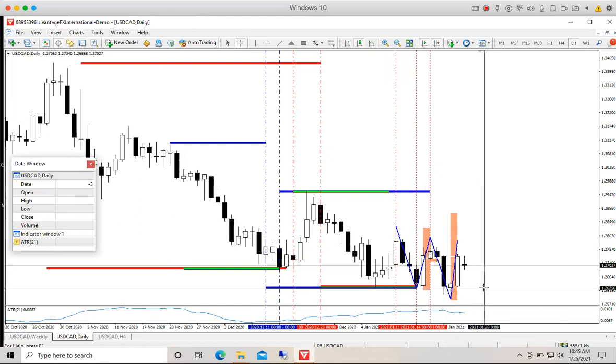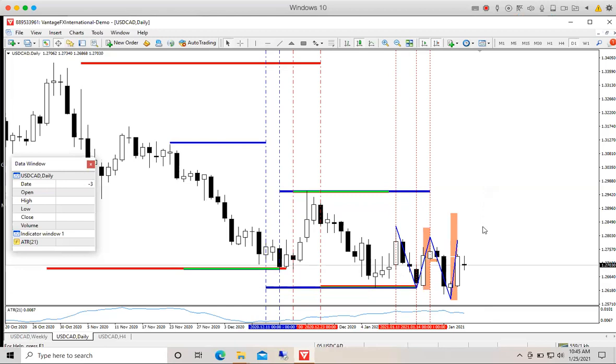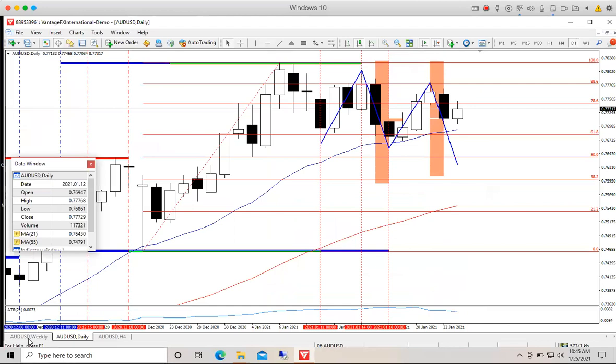But you can see very clearly on daily that it's failed to break below the support level, and as a result, we've had a couple of overlays on the daily time frame. So not trending on daily is the key takeaway there.